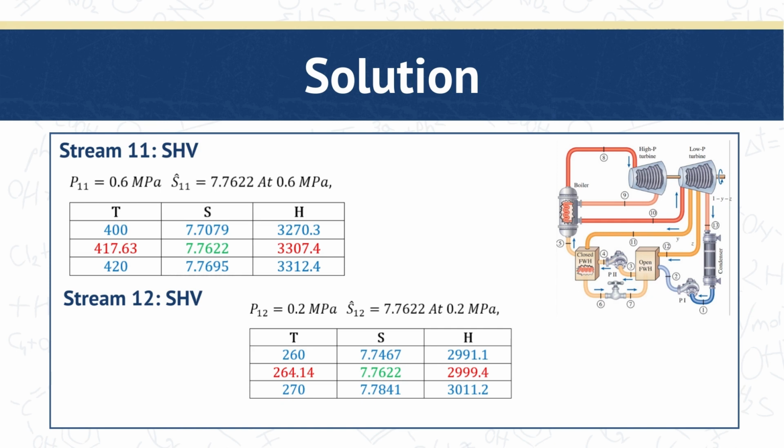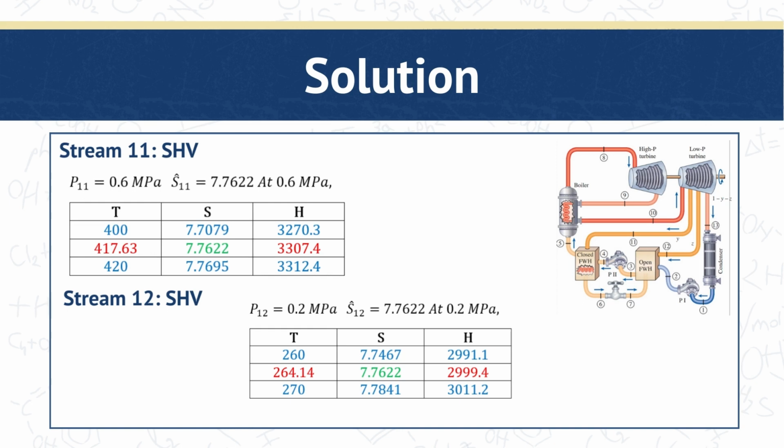Since we have the specific entropy for stream 10, we can get stream 11 and stream 12. Not stream 13, because it is an SLV and we need to get some more data, which we can do later on. So for stream 11, or SHB, the pressure is 0.6 megapascals and the specific entropy is 7.7622. For 0.6 megapascals from the steam table, these are the properties.